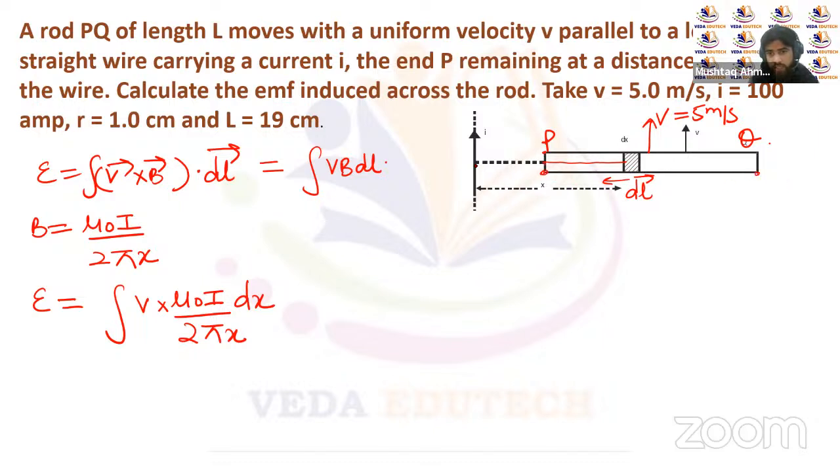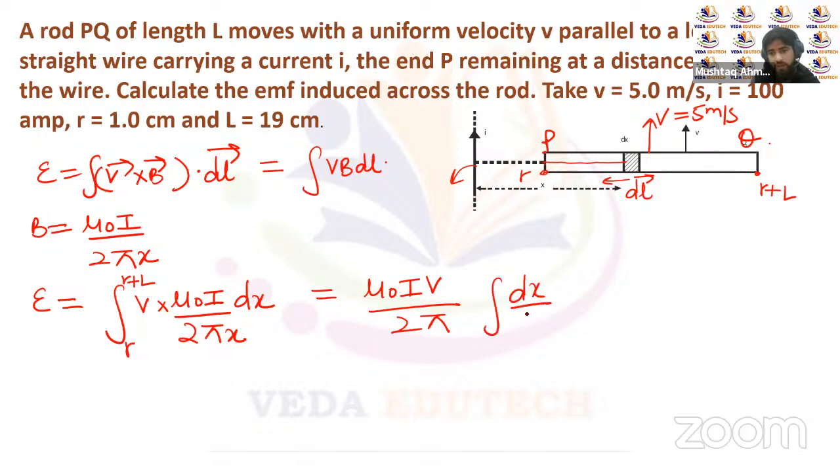And this is the reference line. So this point is at a distance of R, and if the length of this conductor is L, then this point will be at a position of R plus L. So we'll integrate it from R to R plus L. So it will be mu naught I V upon 2 pi, integral of dx upon x with limits R to R plus L.